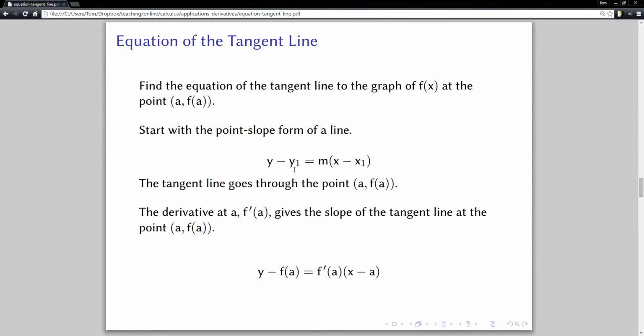So the point on the line is a comma f of a. So I just simply put a in here for x1. And the y value, f of a, whatever value I get when I plug a into the function, gets plugged into y1. And then the slope of the line is just given by the derivative of the function at the number a, so f prime of a. So this is the formula for the tangent line.